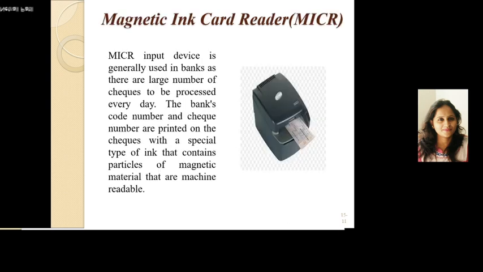Now next one is magnetic ink card reader. How it works? MICR input device is generally used in banks because of the large number of checks to be processed every day. The bank's code number and check number are printed on the check with a special type of ink that contains particles of magnetic material that are machine readable. So this reading process is called magnetic ink character recognition. The main advantage of MICR is that it is fast and less error prone.